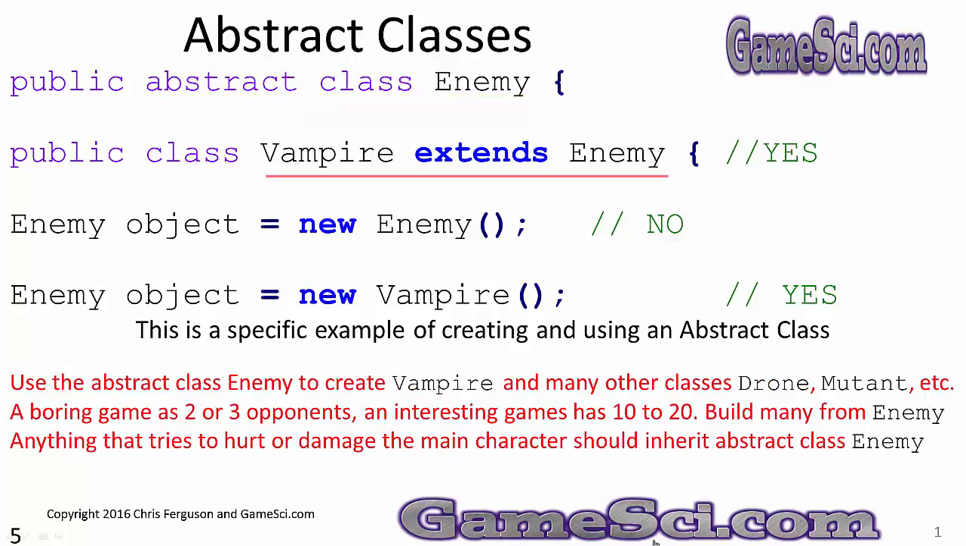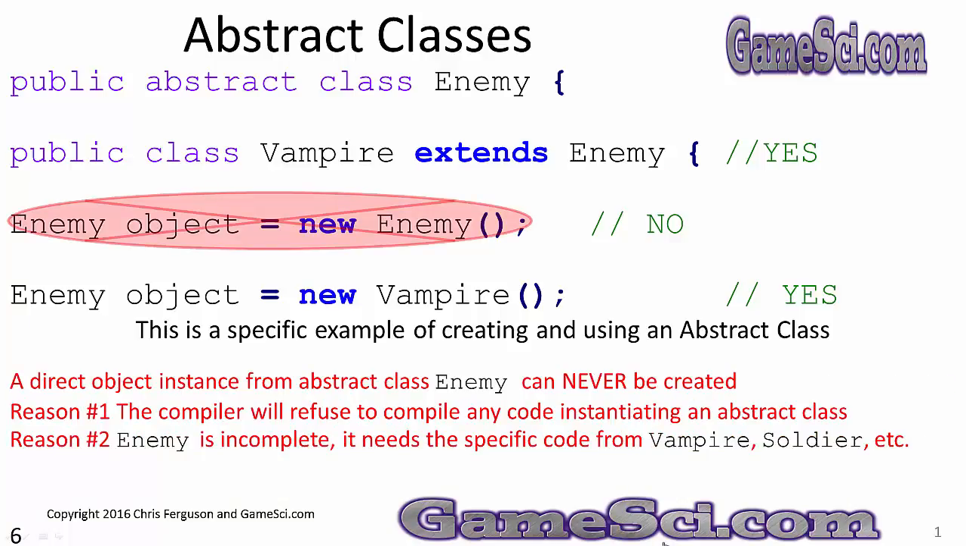First one we'll create is Vampire. Public class Vampire extends Enemy. That's exactly how you use an abstract class. Use the abstract class Enemy to create Vampire and many other classes including Drone, Mutant, etc. A boring game has 2 or 3 opponents. An interesting game will have 10 to 20 different opponents. Build many from Enemy. Anything that tries to hurt or damage the main character should inherit the abstract class Enemy.